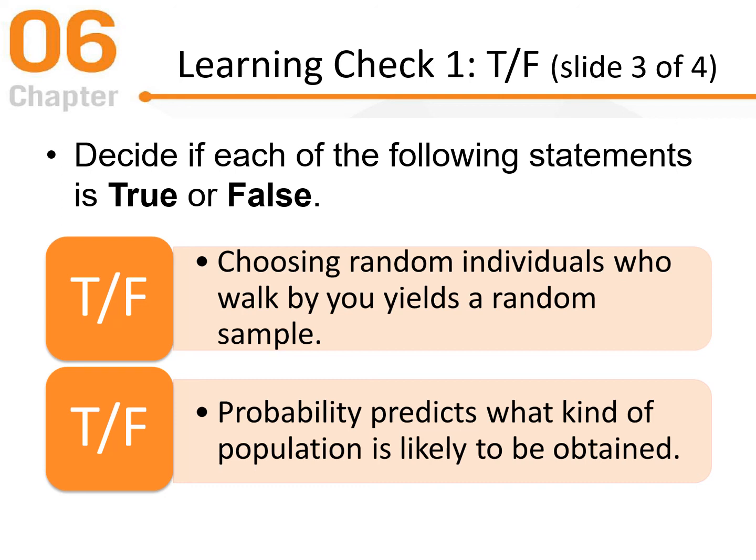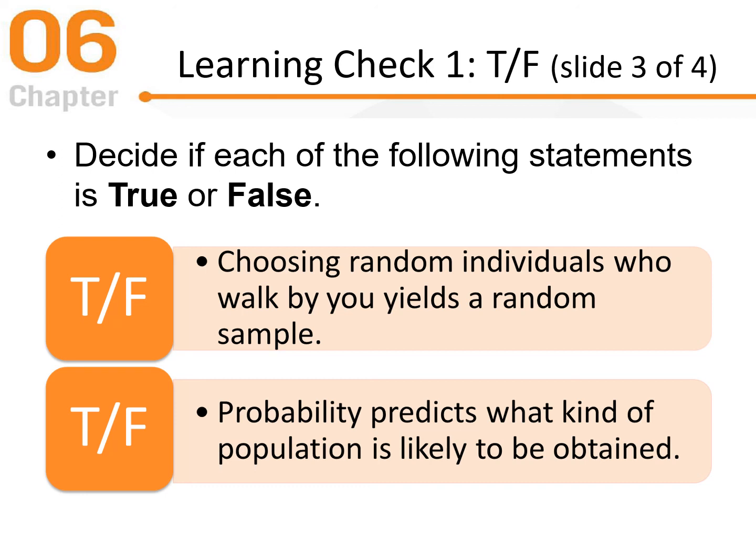Because everybody was not given an equal chance of being in your sample if you just took people around you. Because the people that are not there, or the people that are online, never had a chance to be in your sample at all. So therefore, false, not a random sample. Statement 2, probability predicts what kind of population is likely to be obtained.